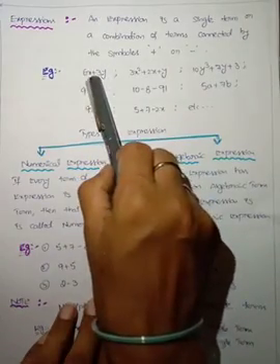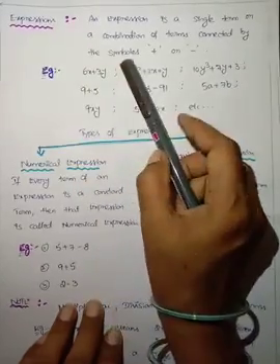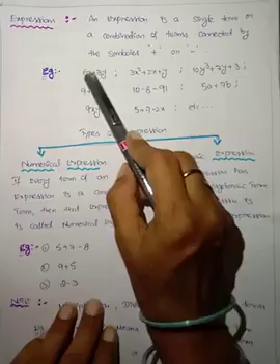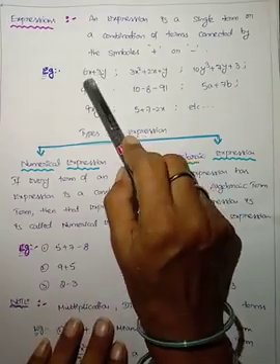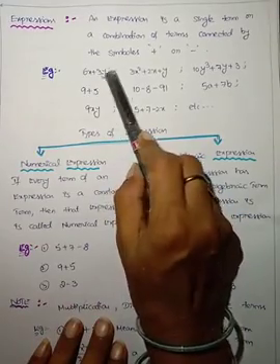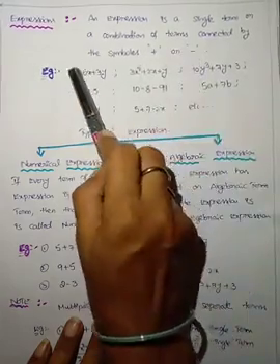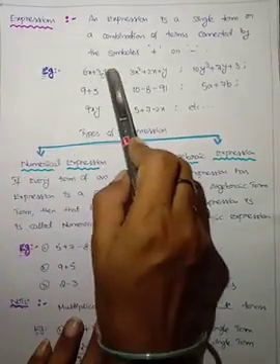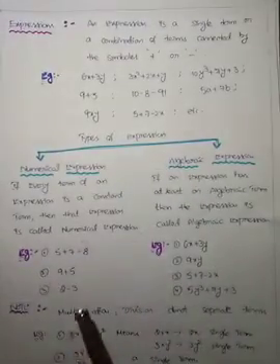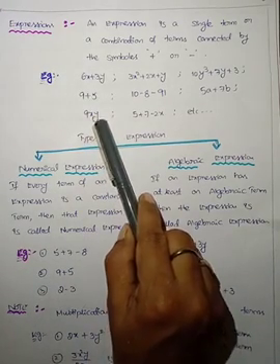Combination of terms: 6x plus 3y. In this expression there are two terms. 6x is one term, 3y is one term. Here there are two terms, a combination of terms connected by the symbol addition. These two terms are connected with addition. This is also called an expression. And 9xy is the one-term expression.